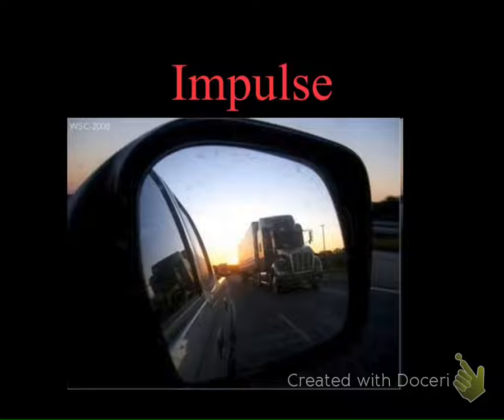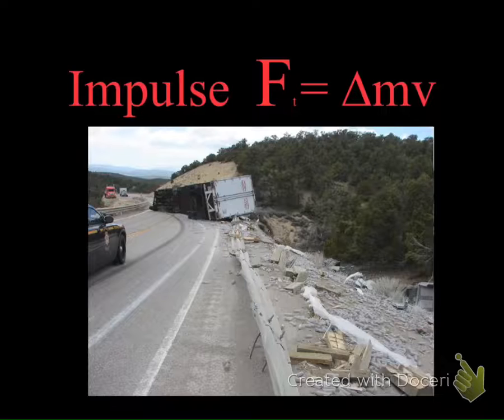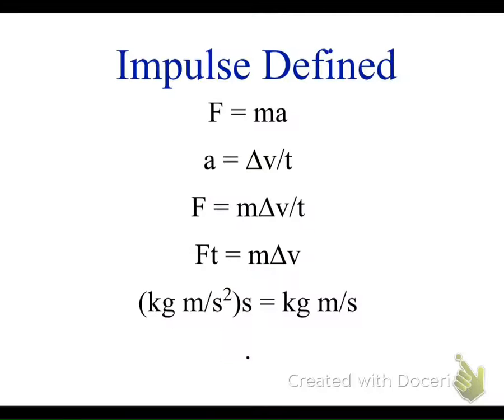So how do we change something's speed? We use something called impulse. Impulse is basically force times time. Hold on a second. Impulse is defined as that, and let me explain what that means.